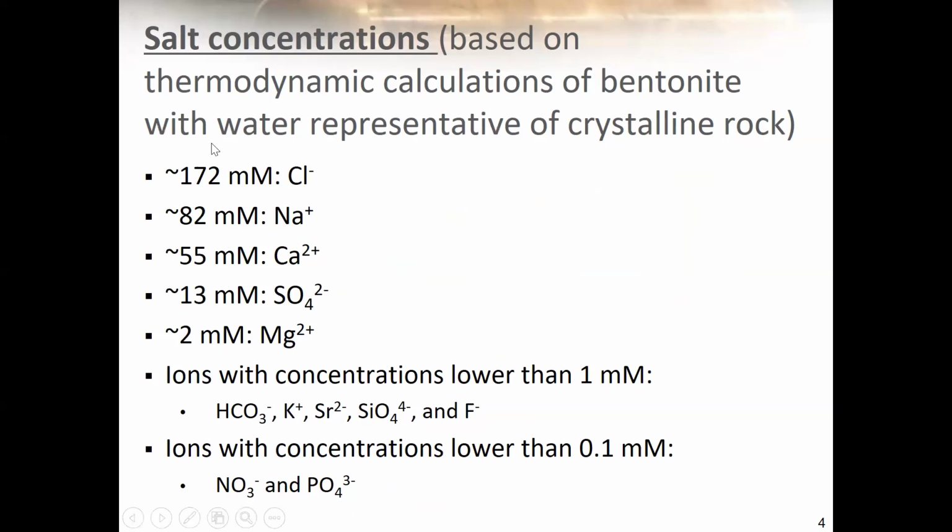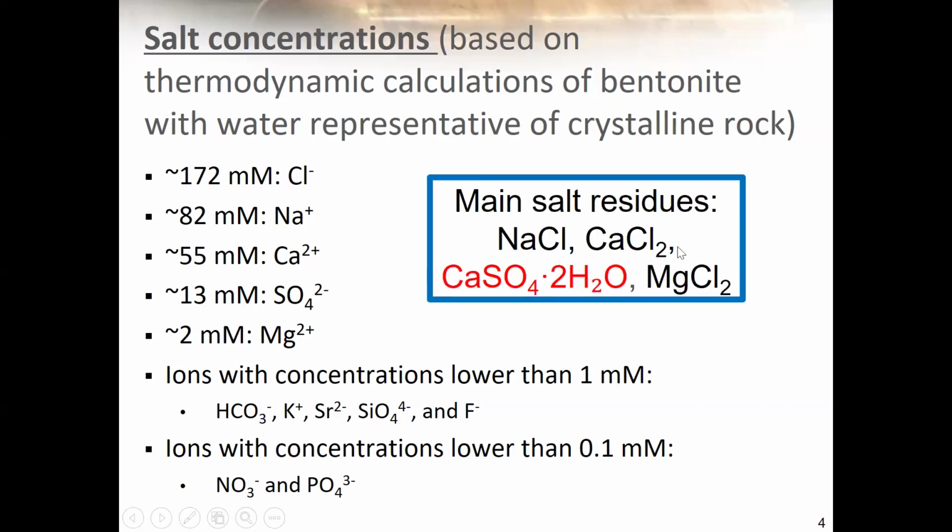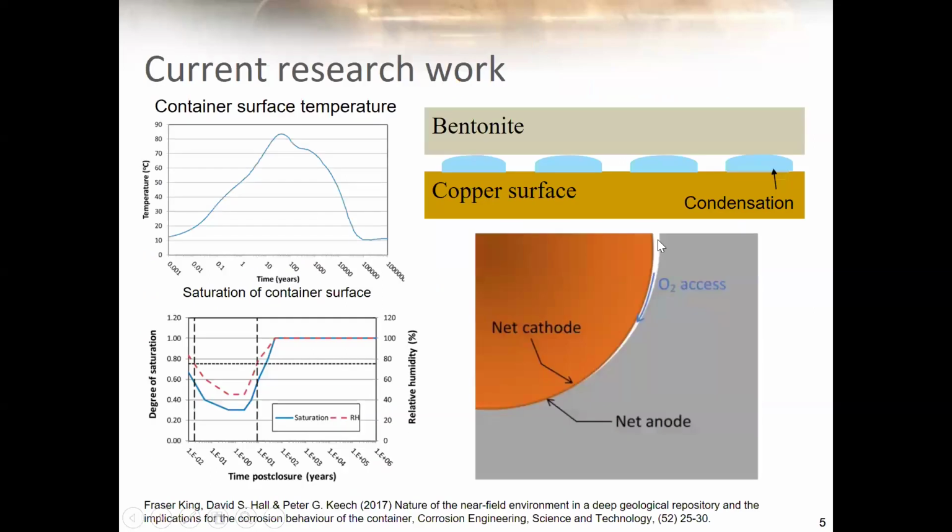You're looking at your primary ion being chloride, with the cations being sodium and calcium, with lesser contributions from sulfate and magnesium and some other minor constituents. That then gives you, in terms of minerals, the salts that you would expect on this container surface: sodium chloride, calcium chloride, and then this gypsum, and then a little bit of magnesium chloride. So why does that matter? Why do we care about that?